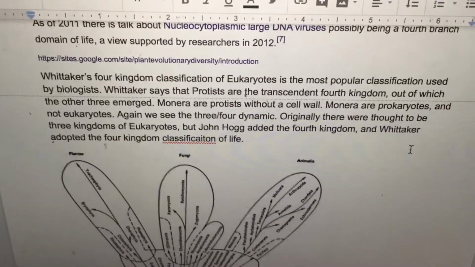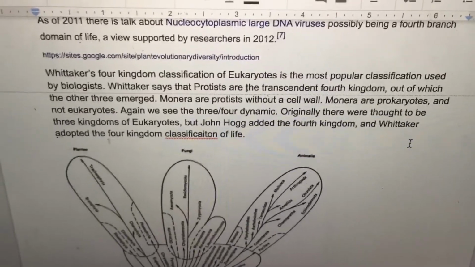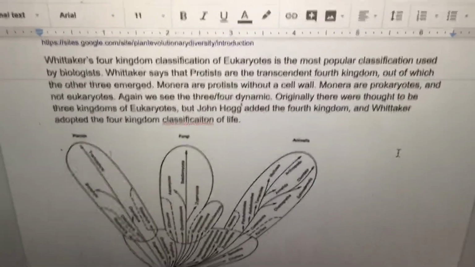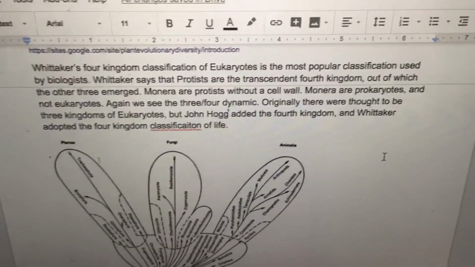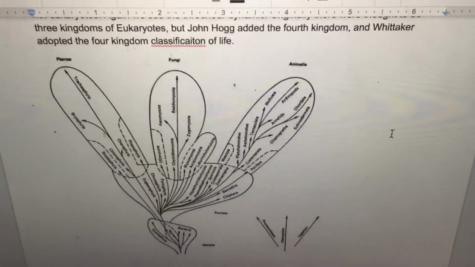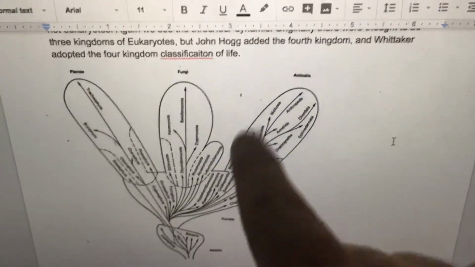Monera are protists without a cell wall. Monera are prokaryotes, not eukaryotes. Again, we see the 3-4 dynamic. Originally, there were thought to be 3 kingdoms of eukaryotes, but John Hogg added the 4th kingdom, and Whittaker adopted the 4-kingdom classification of life. So here's the protists, and see how the other 3 emerge from the 1. So the 3 plus 1.